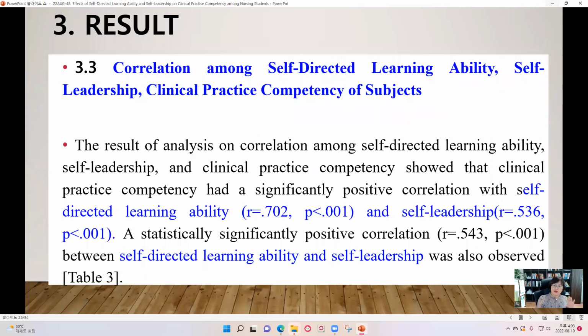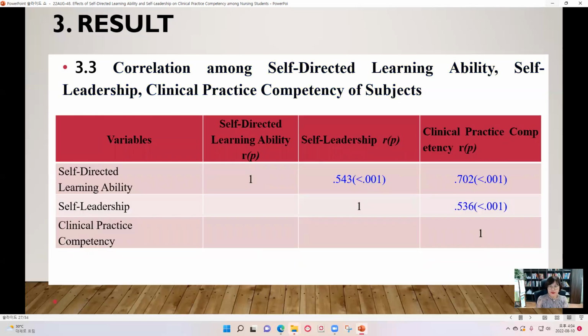And the correlations among the three variables of the subjects. The result of analysis of correlations among self-directed learning ability, self-leadership, and clinical practice competence showed that self-directed learning ability and self-leadership had a significant positive correlation. And also a statistically significant positive correlation with clinical practice competence. The results are like this.